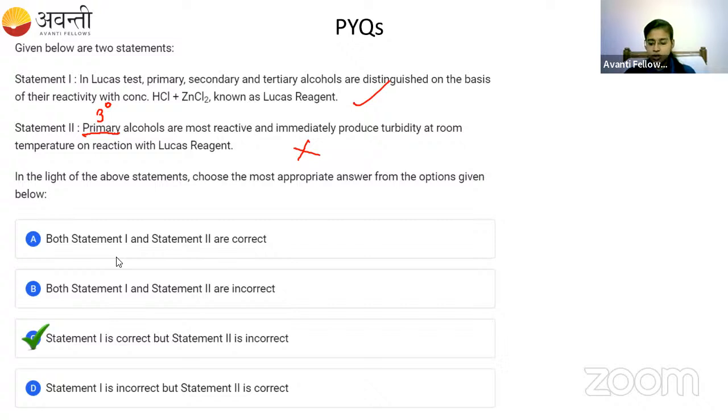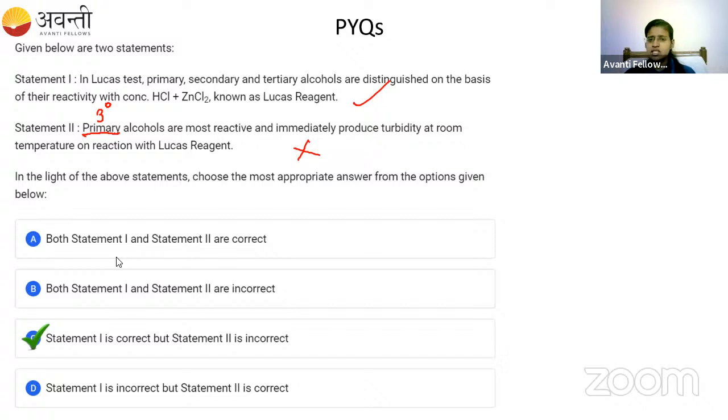Okay, so do you have any doubts from today's session? No? Okay. So today we are closing this topic and in the next class, we will start with the new lesson. We will start with aldehydes, ketones and carboxylic acids.